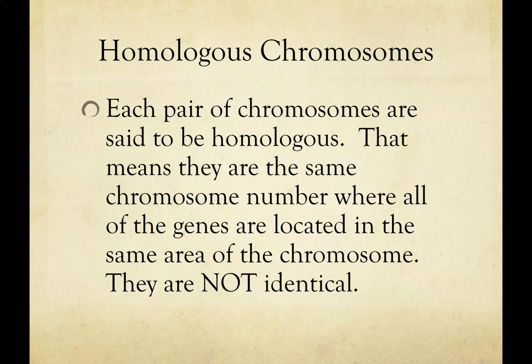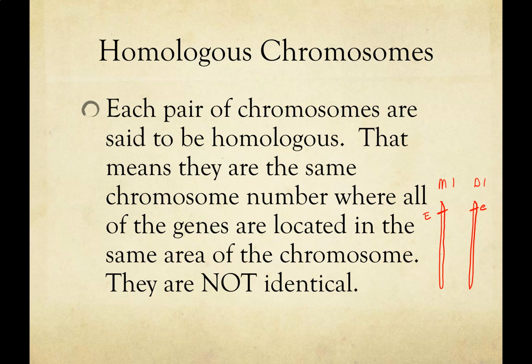Homologous chromosomes mean you got one from your mom. Let's say that this is mom's chromosome 1 and this is dad's chromosome 1. They're going to be the same length, so that's good. They're going to have the same genes. So for example, let's say the eye color gene is here. Well, the eye color gene is going to be there on dad.